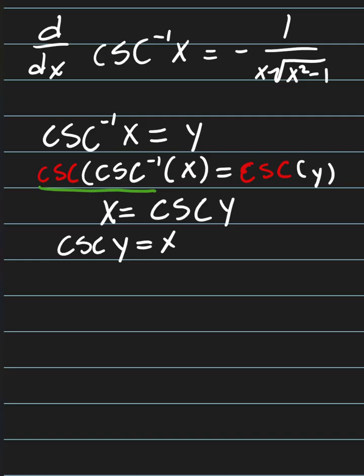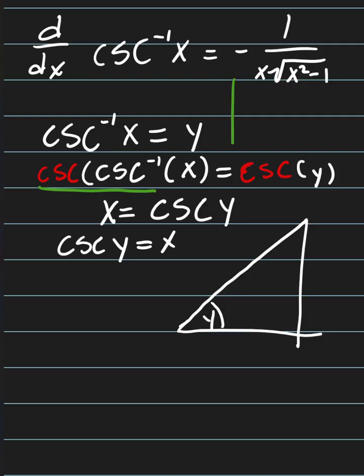Now that we have this, we're going to draw a triangle, as always. It's always better to be visual with your stuff. So here's my little triangle. I can't really draw a straight line, but this is our angle y. And we know that cosecant is the opposite of sine. Sine is opposite over hypotenuse, which means that cosecant is hypotenuse over opposite.